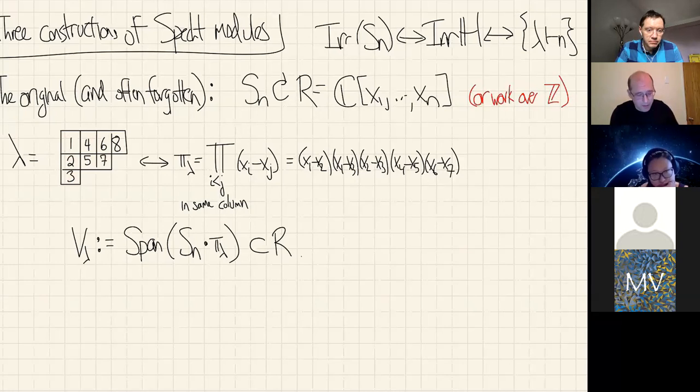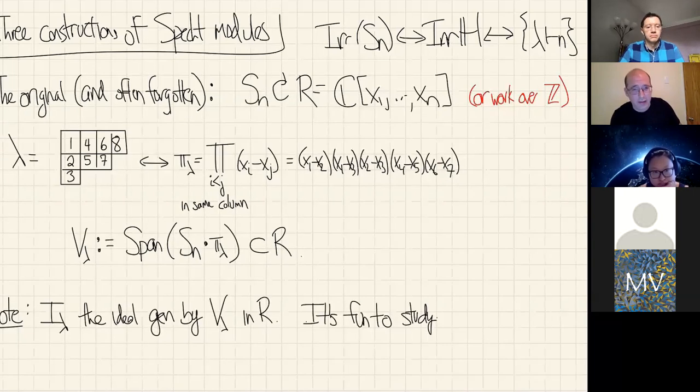And then you take the orbit of this thing under the action of the symmetric group, which just permutes where you put the numbers. And you take the span of this inside the polynomial ring. That is the Specht module. That is a really elementary construction. That's a really nice thing. You can do this over the integers if you want. I mentioned this. It's not obvious how this version will deform to the Hecke algebra. By the way, I love to study the ideal generated by this V lambda in the polynomial ring. I don't think it's well enough studied.